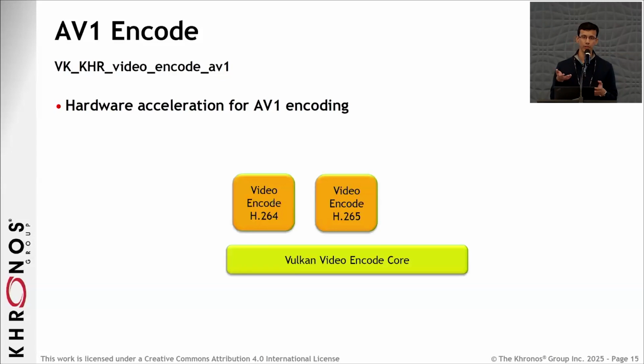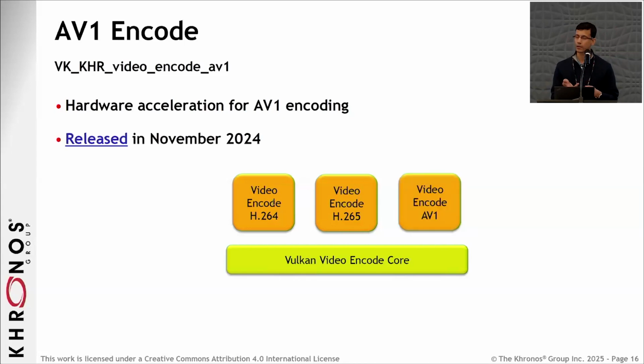This is the picture that we had before November 2024, where we had H264 and H265 already out and released. And actually, when we were working on H264 and H265, AV1 was just slowly coming up. Once we had these codecs out, we switched our focus to AV1 encode, and we finally were able to release it in November 2024. I've linked to the blog post for the announcement there, which has all the details about that.